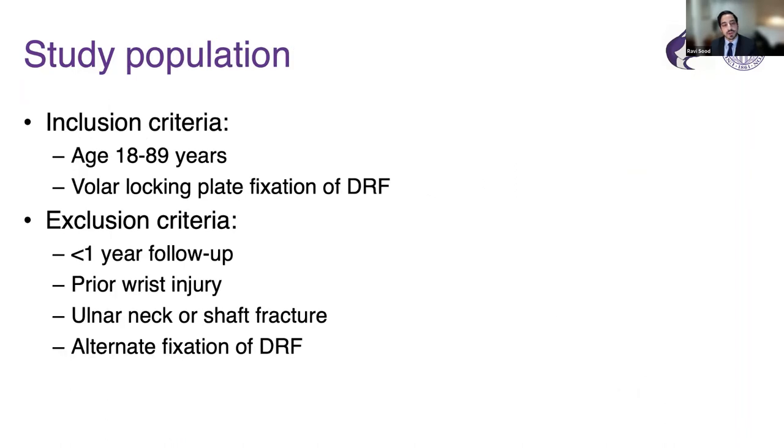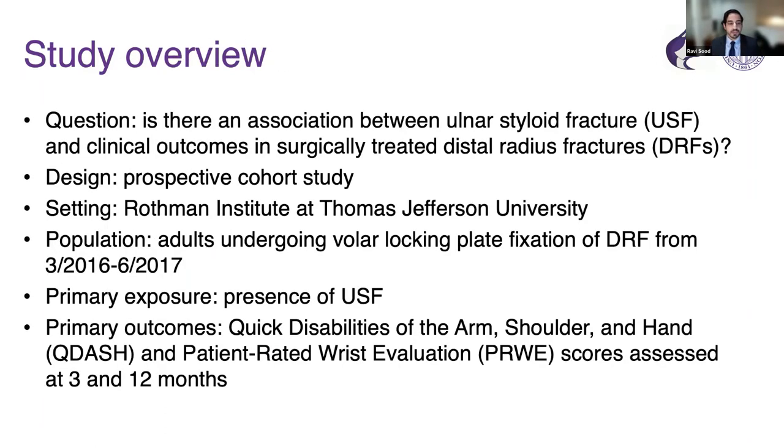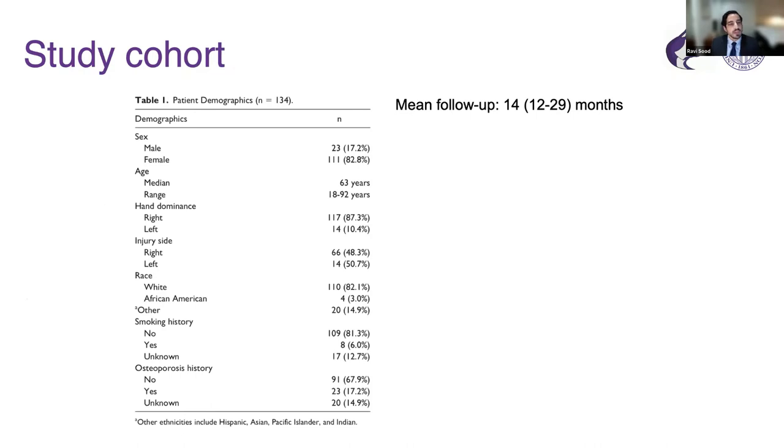They also were required to have at least 1 year of follow-up and couldn't have had a prior wrist injury or an ulnar neck or shaft fracture. The primary outcomes here were two patient-reported outcome measures, so the QuickDASH score and the PRWE scores that were assessed at 3 and 12 months. So they analyzed 134 patients with distal radius fractures. Again, these were adults, mostly white females, average age of 63 years, and average follow-up was about 14 months.